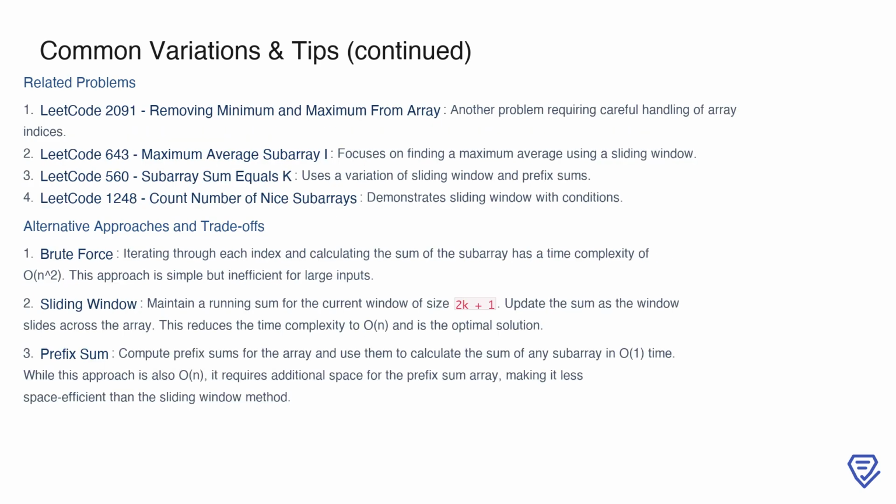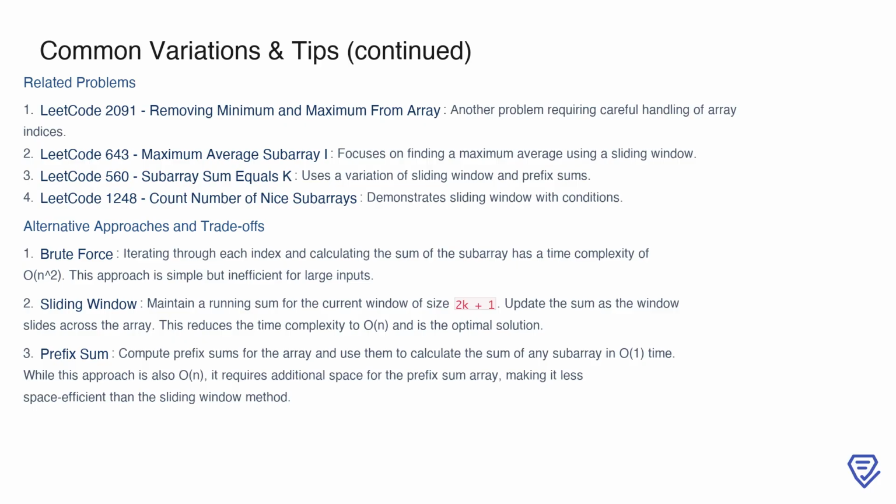To deepen your understanding, it helps to explore related problems. For example, LeetCode 2091, which involves removing the minimum and maximum from an array, also requires precise handling of array indices. LeetCode 643 focuses on finding the maximum average subarray using a sliding window, while LeetCode 560 uses a variation of this technique combined with prefix sums to find subarrays that sum to a given target. Another interesting challenge is LeetCode 1248, which demonstrates sliding window usage under specific conditions, highlighting its versatility.